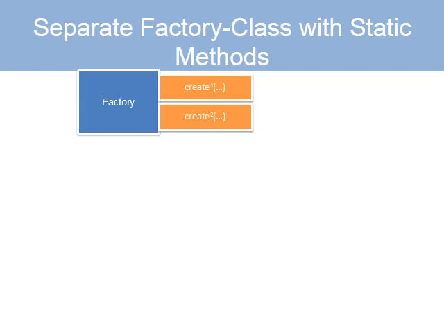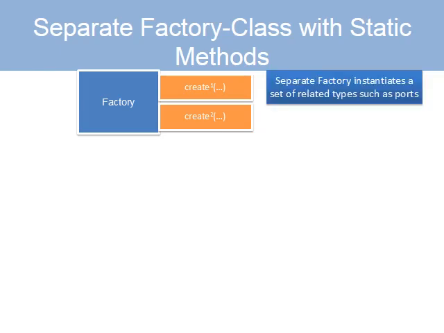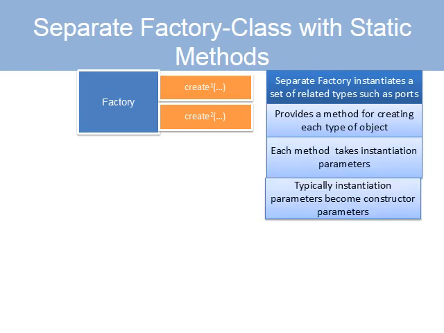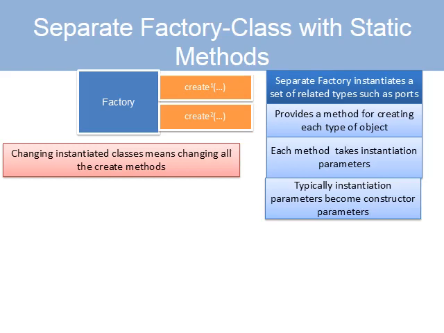So we can have multiple create methods. And again, the create methods in the factory are very similar to what we saw in the previous case. We just moved them to a separate class. Changing instantiated classes, meaning, I'm getting the disadvantages. So can you guys see it?